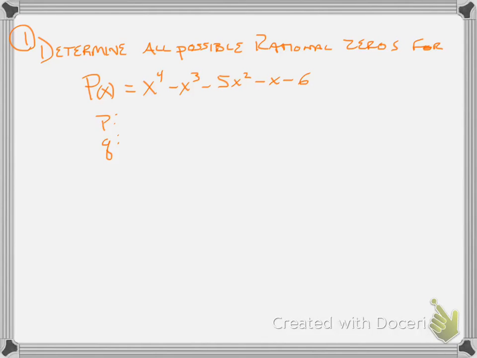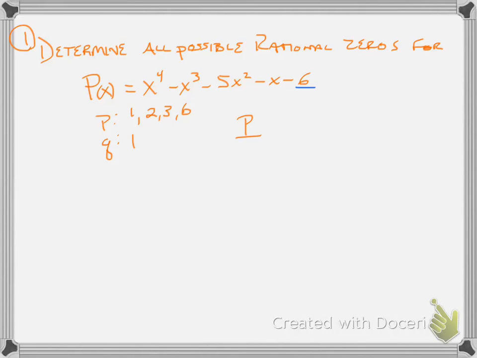So here for this one, I'm going to determine all the possible rational zeros for this polynomial p of x. So I need to find all my possible p's, which is a factor of the constant, which is 6. So that's going to be 1, 2, 3, and 6. And try to keep these in order from least to greatest. And then my factors of my leading coefficient, which is going to be my q. My leading coefficient is just a 1, so that's just going to be 1.